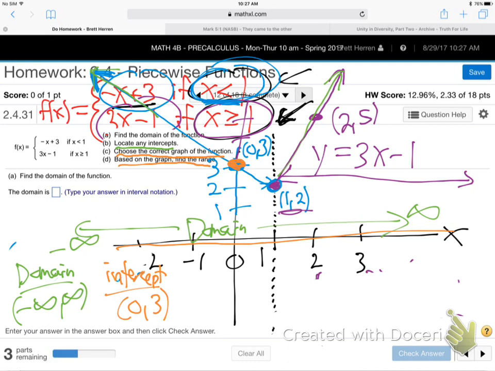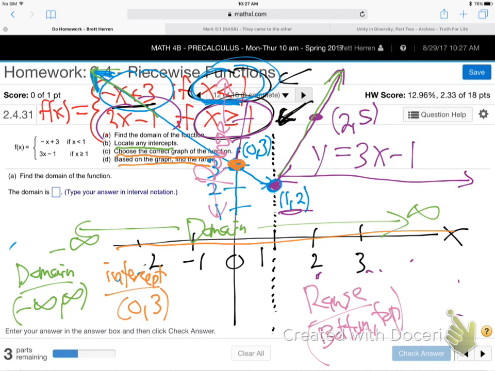Yeah. How do you do range? What's range? Range is bottom, top. Range is up, down. How low does it go? How high does it go? Right? Let me write it over here. Range is bottom, comma, top. Like domain's left, right. Range is bottom, top.